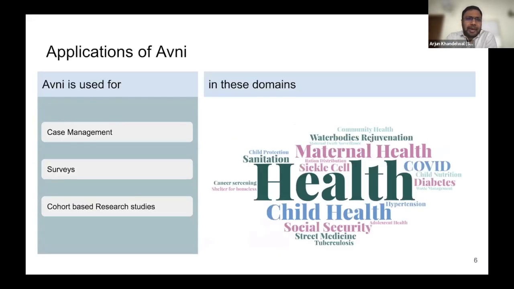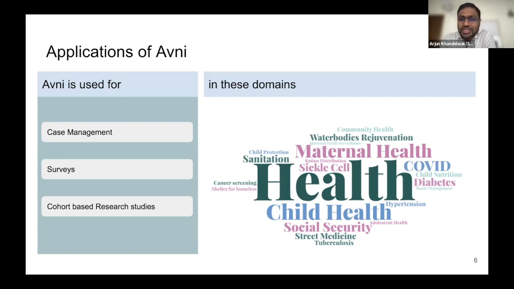What are the different applications where Avni can be used? The first and foremost is case management. When you want to do longitudinal tracking, whether it is individuals, households, trees, or water bodies, anything like that, or you can use it for surveys, baseline, endline, so on and so forth, and in cohort-based research studies.